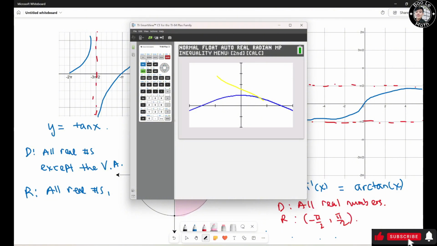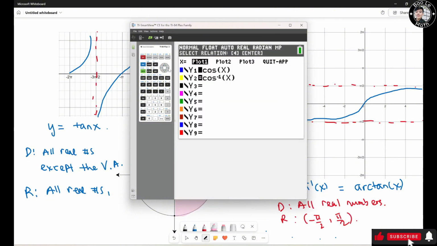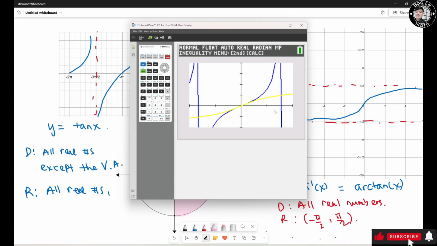Now let's move on to the last one, hit y equals. Now you need to hit tangent, right? And then for this one, you need to hit second tangent and hit graph, it's going to be like this, right?